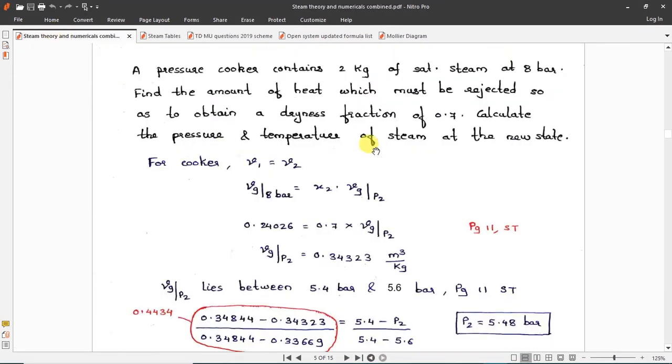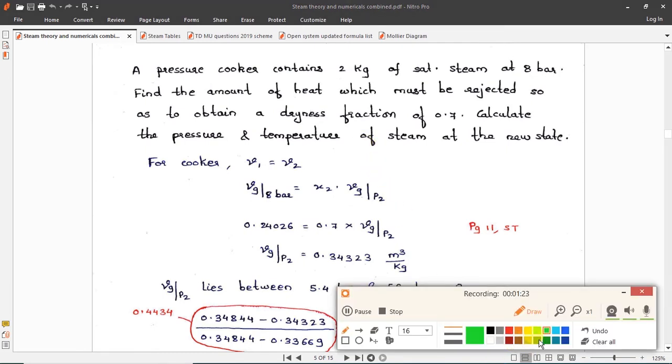So we'll solve a question now. This example is related to a pressure cooker. So I'll draw a pressure cooker over here. Suppose this volume is indicating the pressure cooker. So in this case, what is the given data? A pressure cooker contains 2 kg of saturated steam.